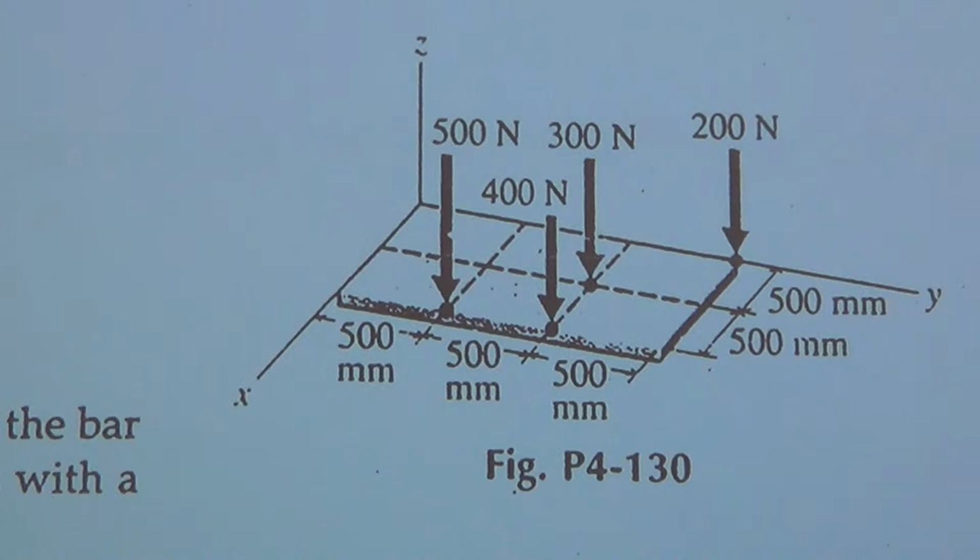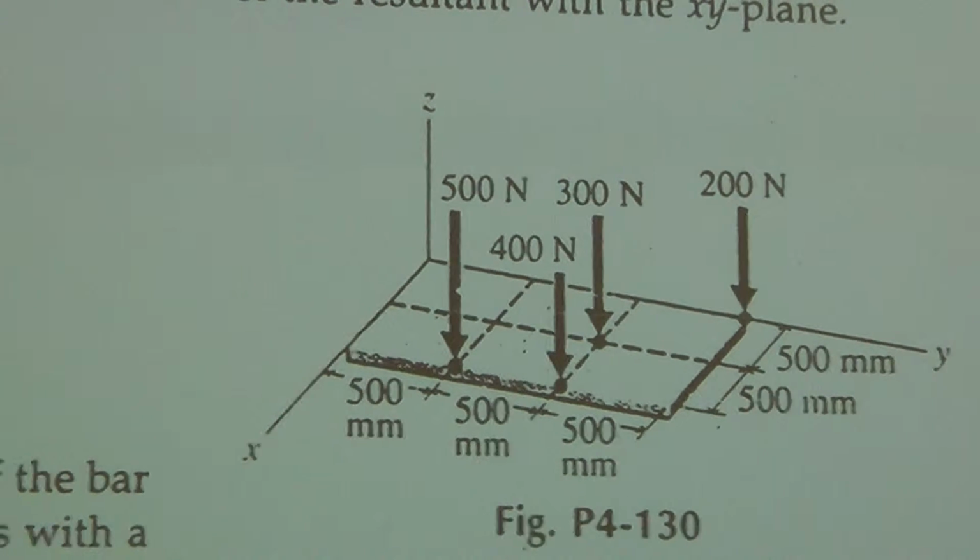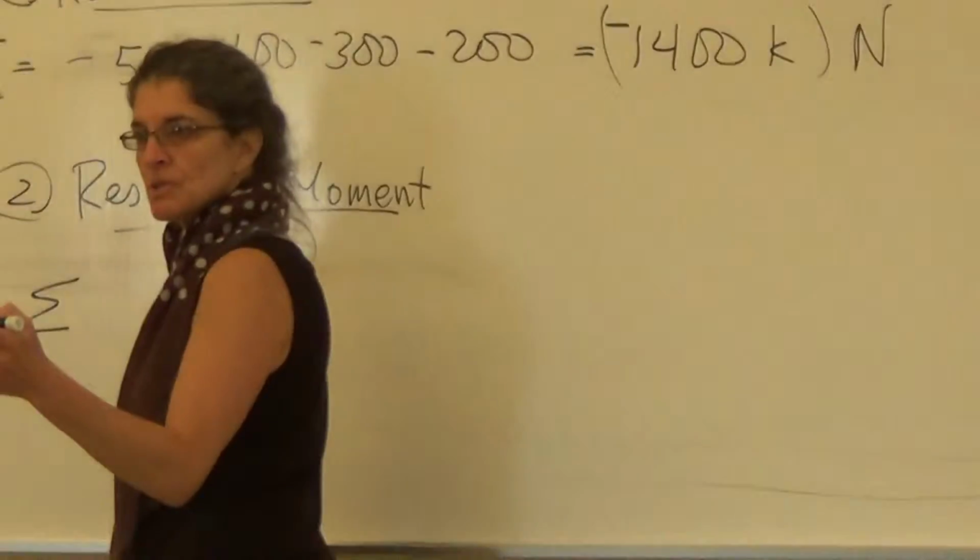So Nicholas, which axis do you want to work with first? Wait, doesn't the 200 intersect it? Yeah, so the 200, great. The 200 intersects the y-axis, so does the 200 create a moment about y? No. But does it create a moment about x? Yes. Good point. So let's do it. Which axis do you want to do first?